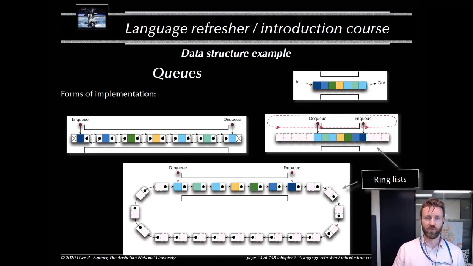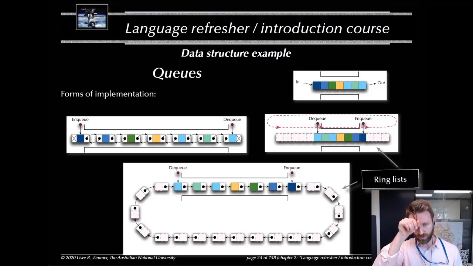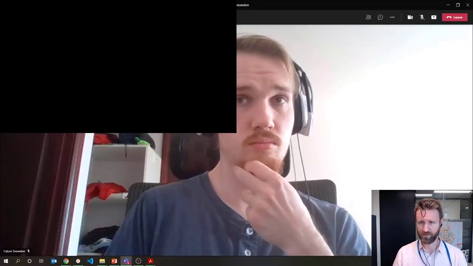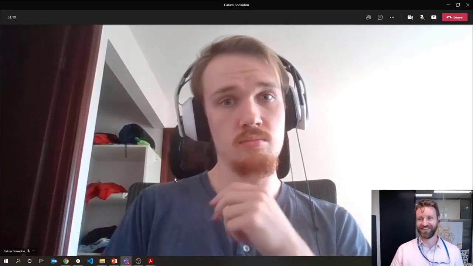Okay, so we're going to implement a queue data structure in Ada. And we're going to go through a number of different versions, but at this point I'm going to turn my slides off and I'm going to throw over to Callum, who hopefully is still there and we haven't lost him.